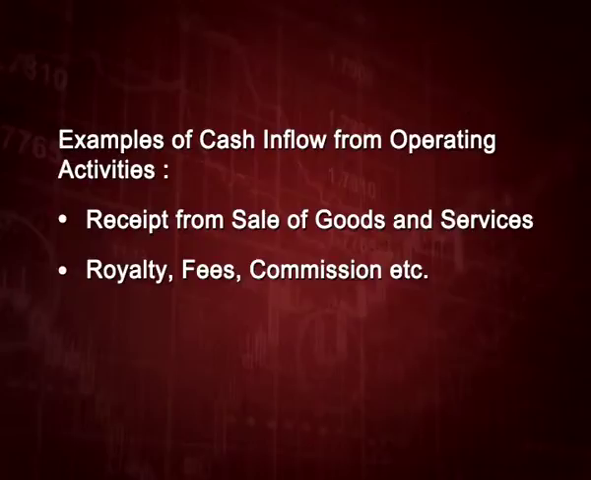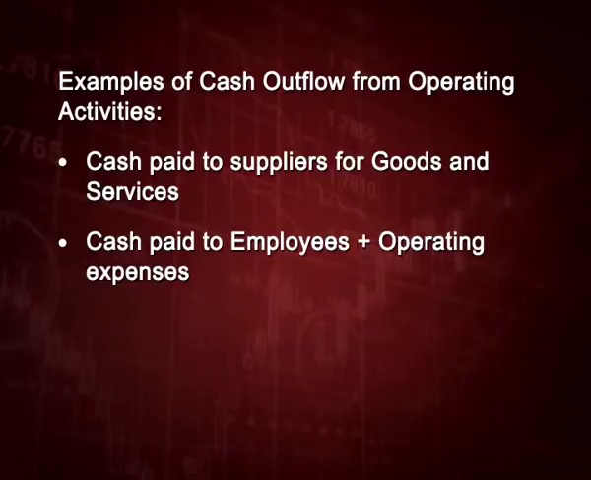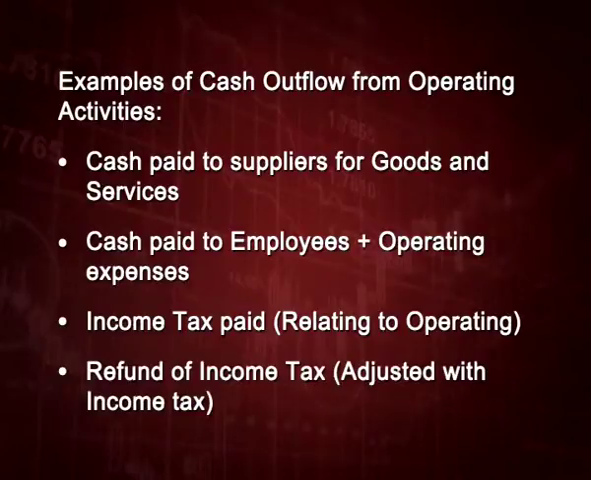Let us understand operating activity with some examples, starting with examples of cash inflow from operating activity: receipt from sale of goods and services, royalty, fees, commission, etc. received. Let us take some examples of cash outflow also from operating activity: cash paid to suppliers for goods and services, cash paid to employees and all other operating expenses, income tax paid, but please remember relating to operating activity only, and the refund of income tax to be adjusted with income tax paid.